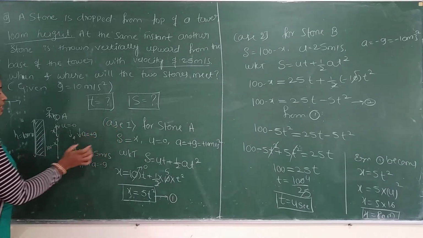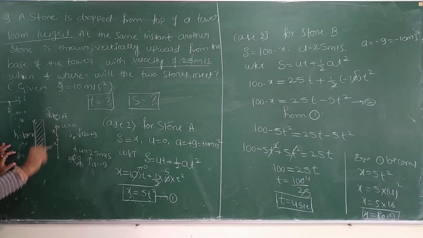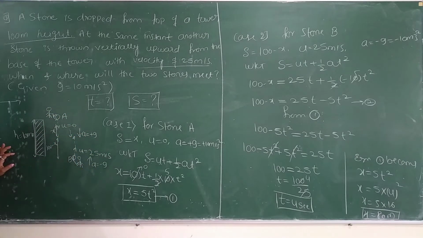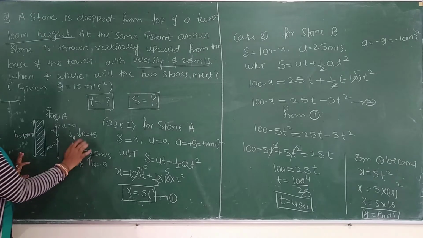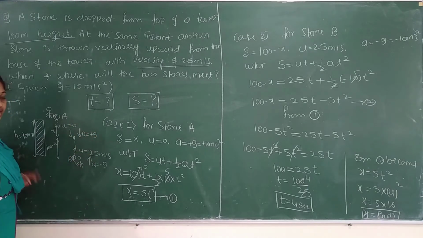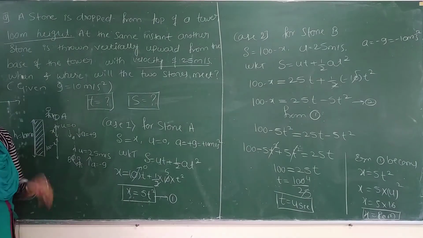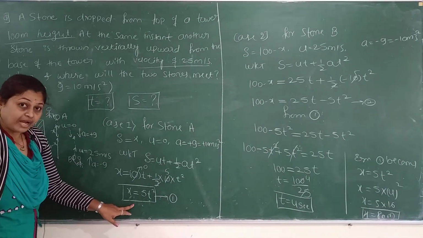So for stone A, the initial velocity will be always 0. Why? Because the stone is dropping. We don't know the initial velocity, so it will be 0. Then it is downward motion, so acceleration is positive. Then substitute the values. They have given the g value as 10. You will get x equals 5t square.